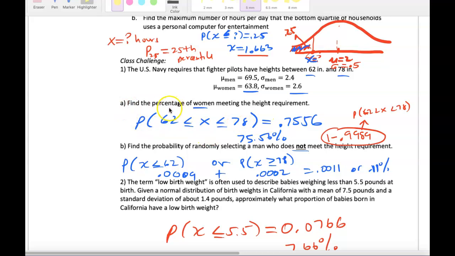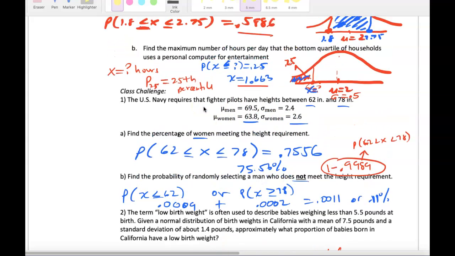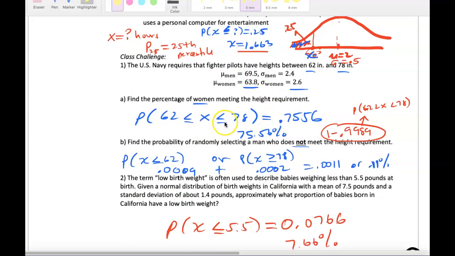So percentage, right, women. So again, looking at this probability, proportion, percentage, meeting the height requirement. We have the mean and standard deviation of women. And we want to know the probability because the height requirement is between 62 and 78. You would enter those in and you'd get those values. So you want to make sure that you know how to plug those values in and you should be able to reproduce these answers here.